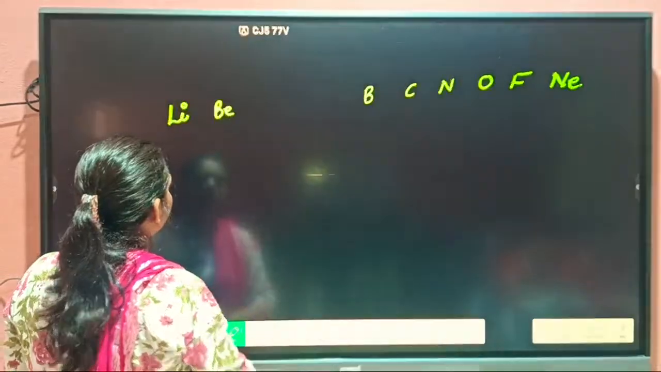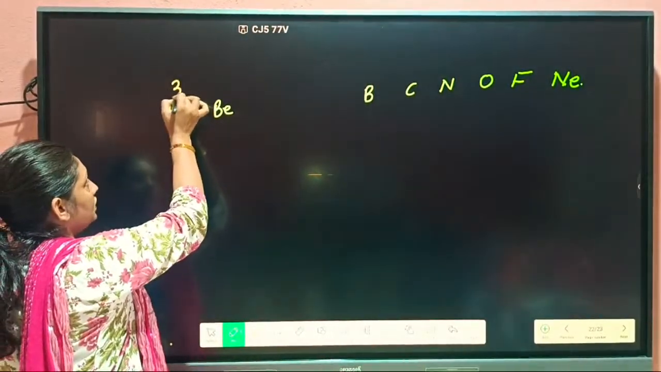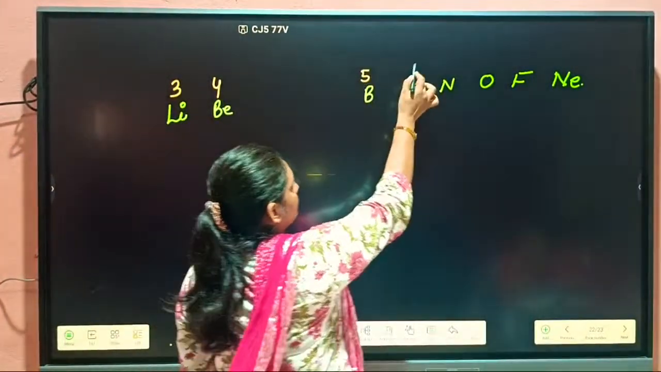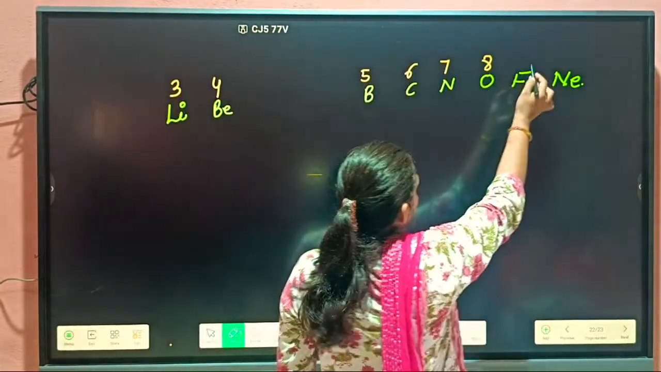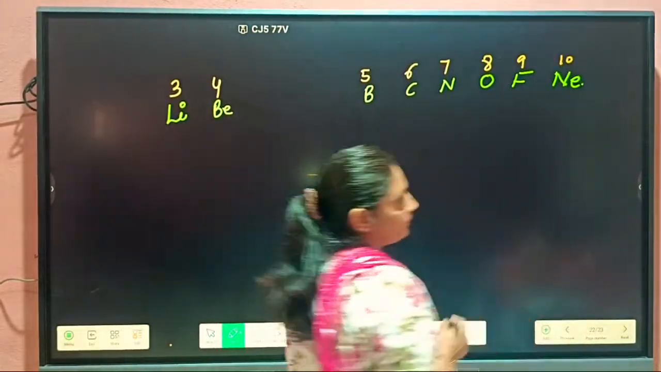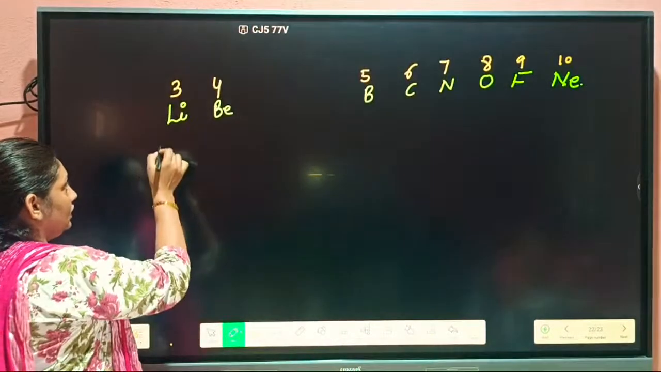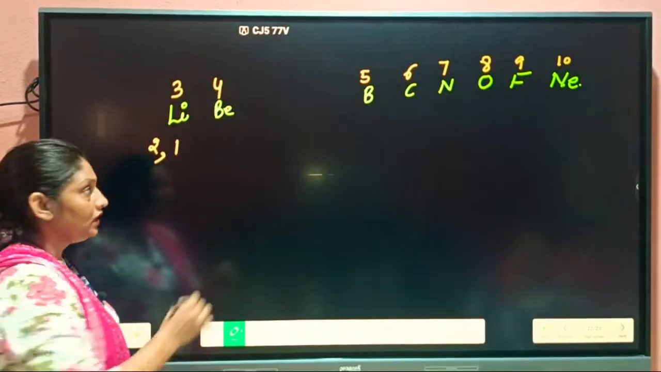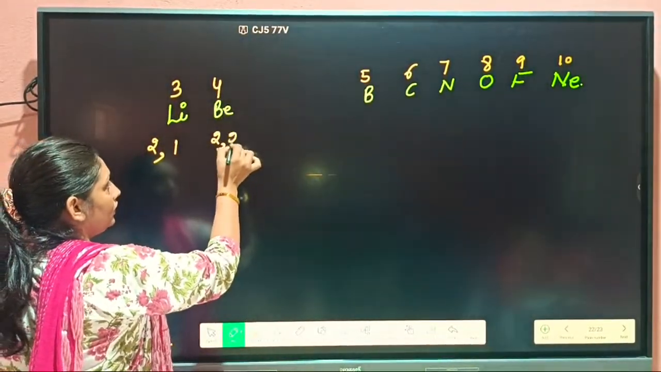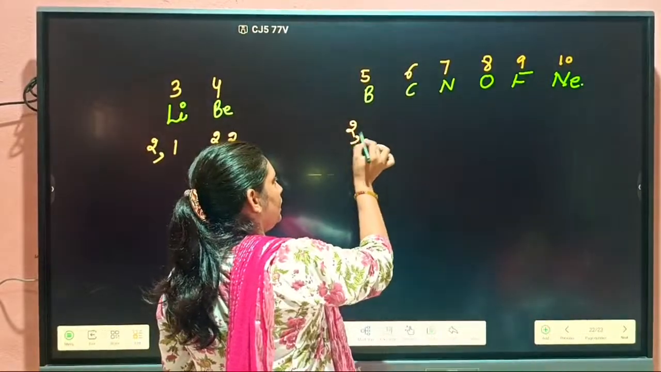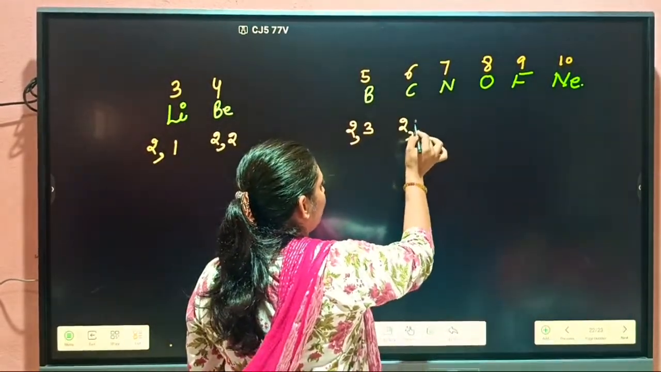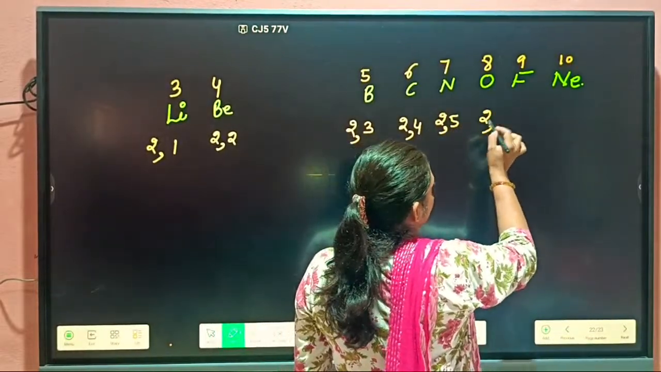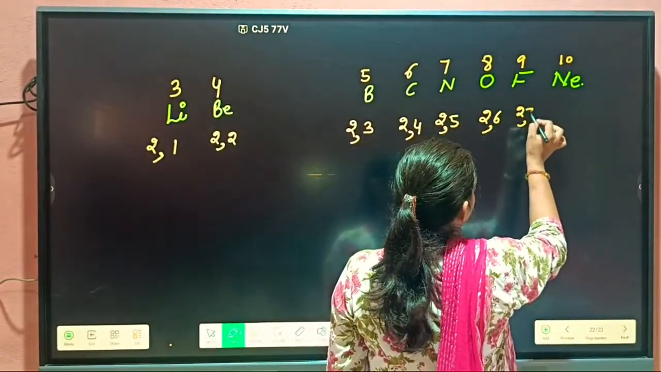Now write down the configuration for that. Here the atomic number is 3. Here atomic number 4, 5, 6, 7, 8, 9 and 10. Here the configuration is 2, 1, 2, 2, 2, 3, and so on, because in the L shell we can fill a maximum of 8 electrons.